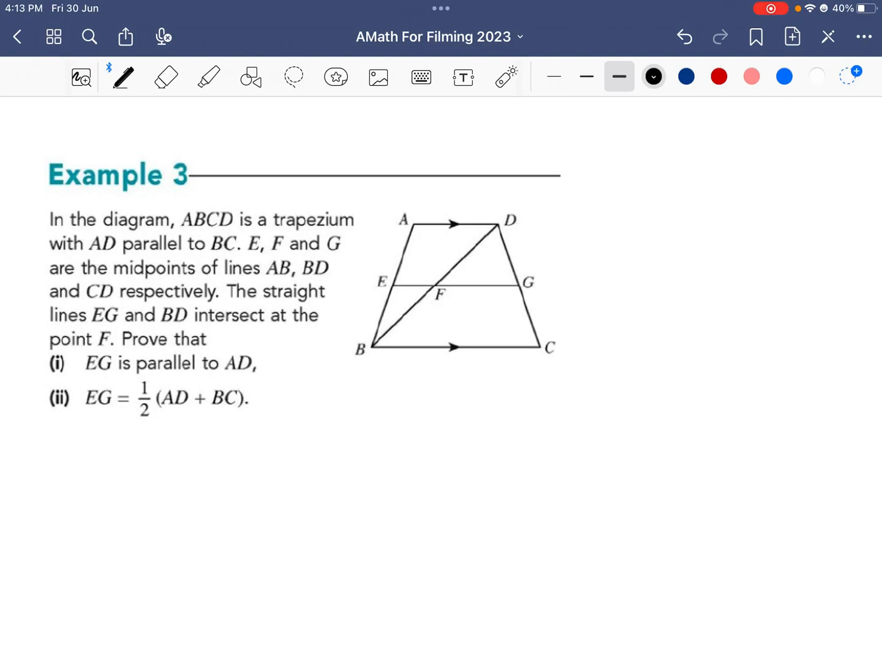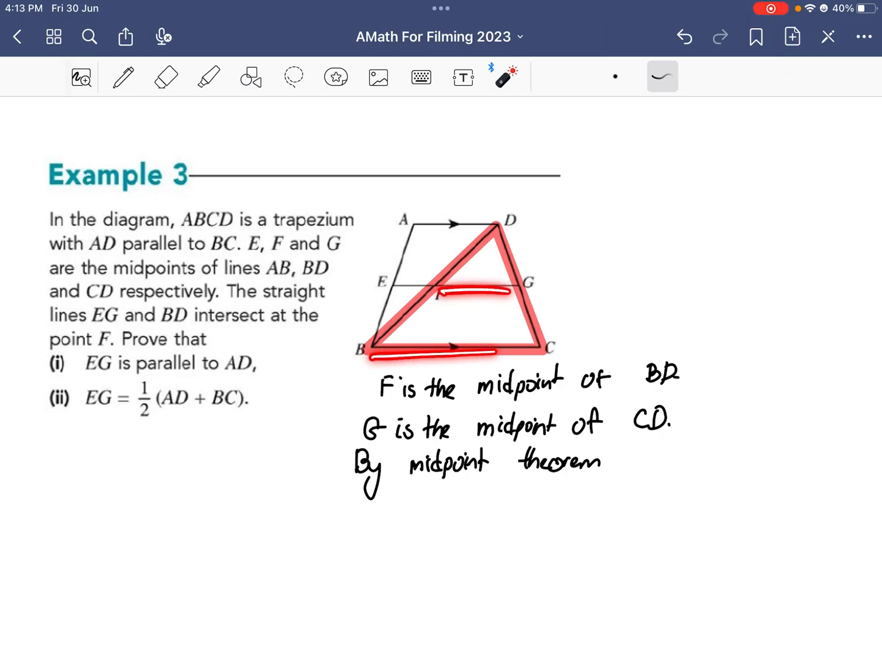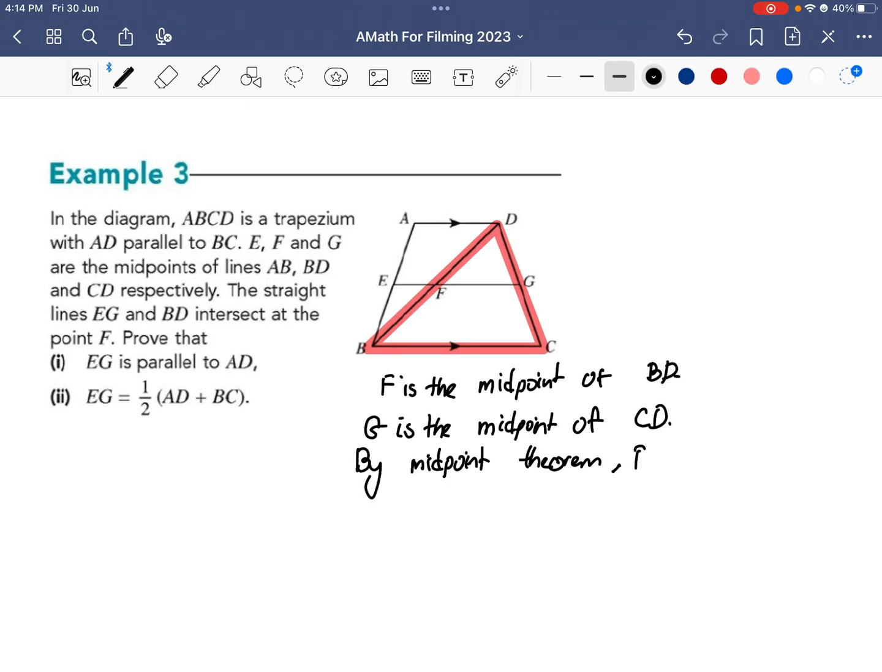Now what we have is this. I will consider two triangles here. So the first triangle is this. For this triangle, I can say this: F is the midpoint of BD, G is the midpoint of CD. So if these two are the midpoints, by midpoint theorem, FG is parallel to BC. That's one thing. What I can also say is that FG is equal to half of BC. Similar idea, now let me just erase all of this.